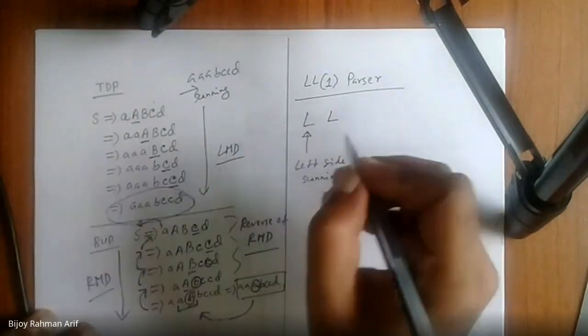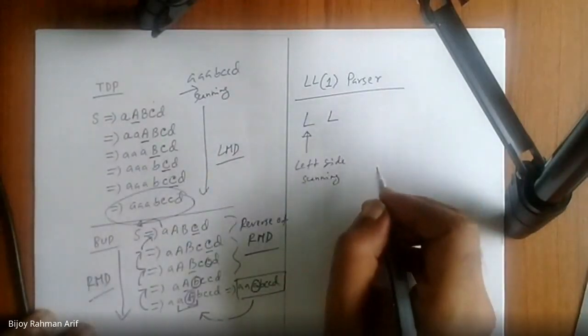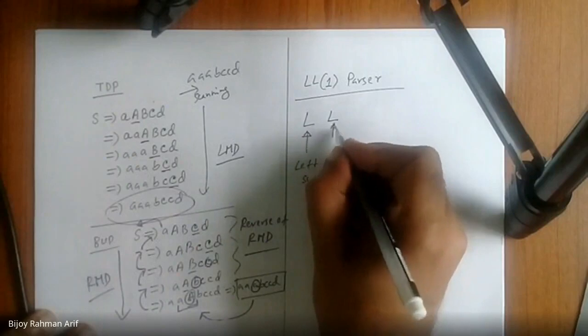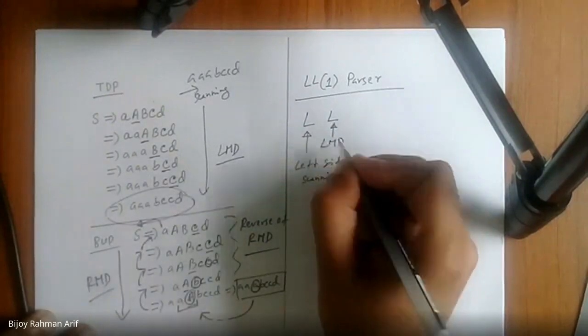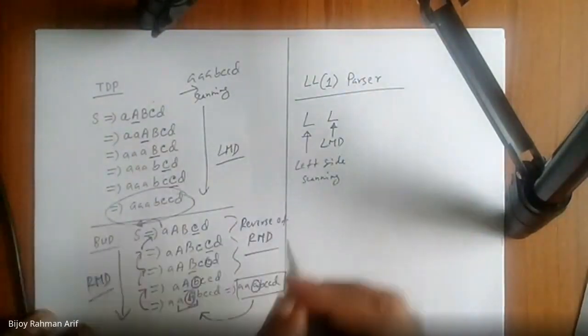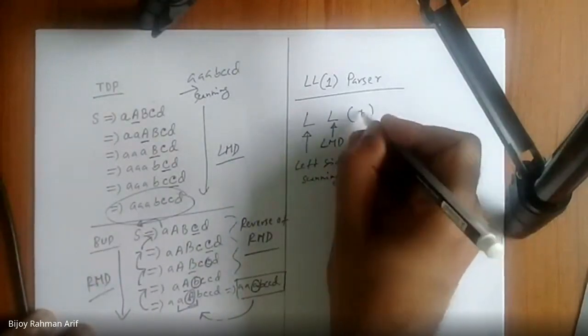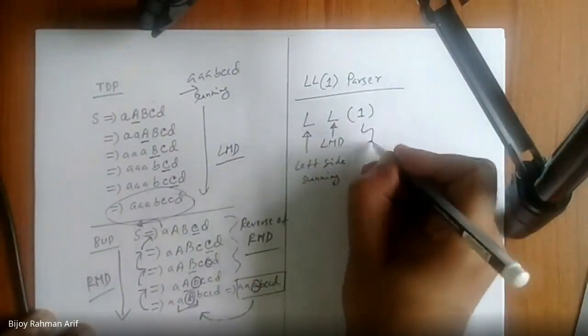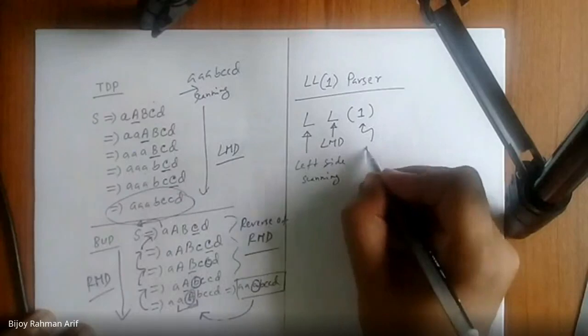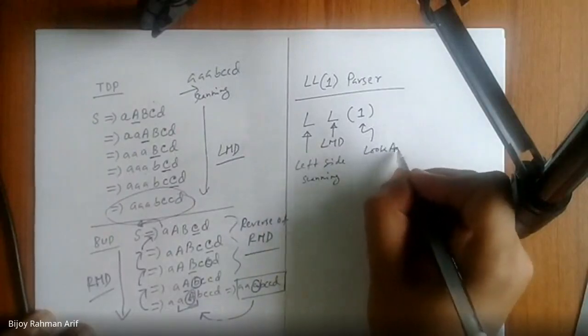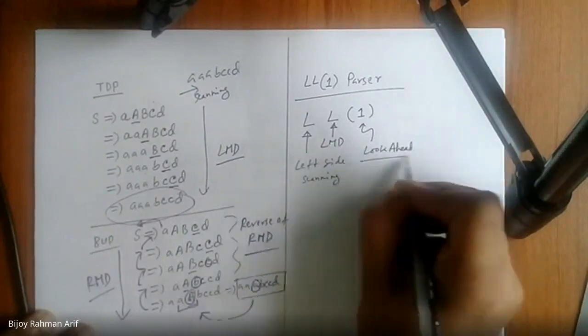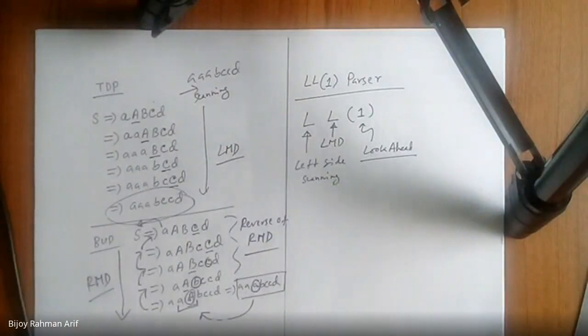Second L, what is this second L? Come on. It is nothing but LMD, because it's a top-down parser. And what is this one? One means how many symbols we take care of, or look ahead. That means before taking any decision, how many symbols we are taking care of. We are taking care of one symbol. That's why the look ahead is one.